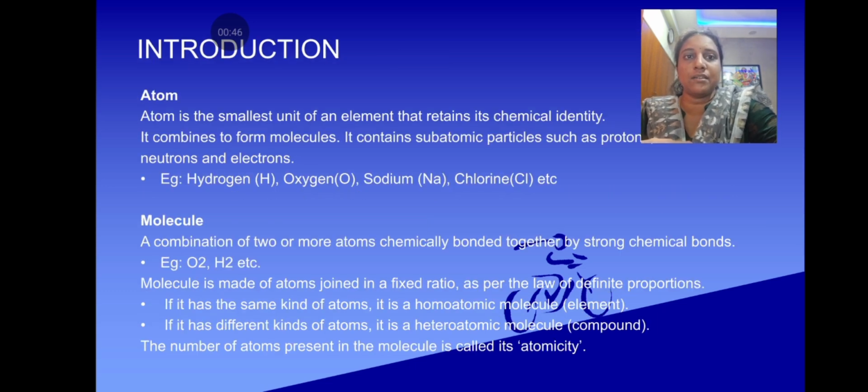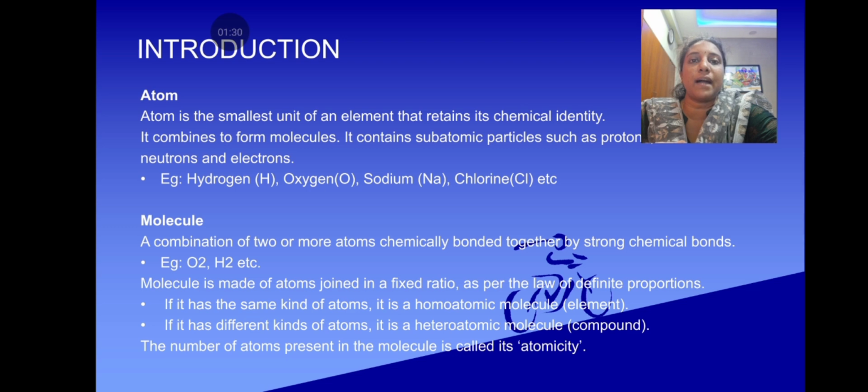So, introduction. What is an atom? An atom is the smallest unit of an element that retains its chemical identity. It contains protons, neutrons and electrons. For example, hydrogen H, oxygen O, sodium Na, chlorine Cl, etc. Next we learn about the molecule. A molecule is a combination of two or more atoms chemically bonded together. Examples: O2, H2, etc.